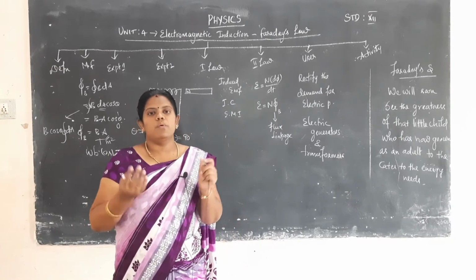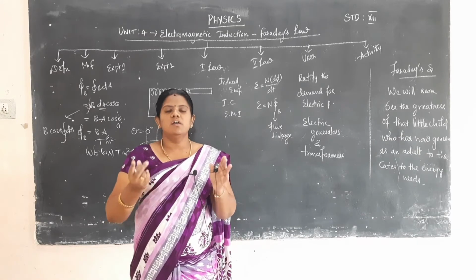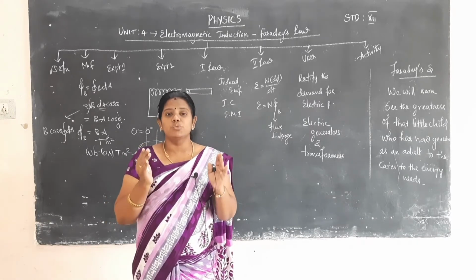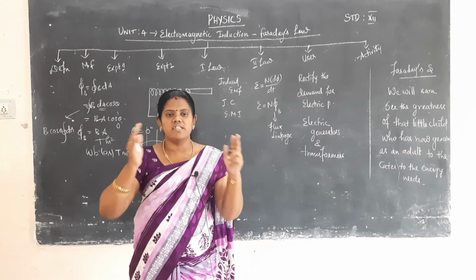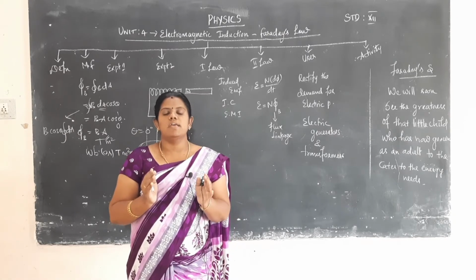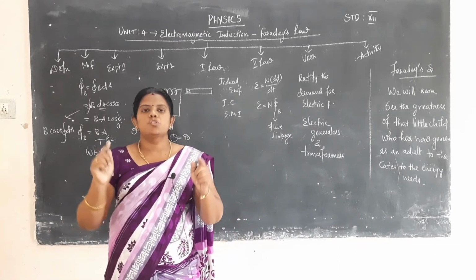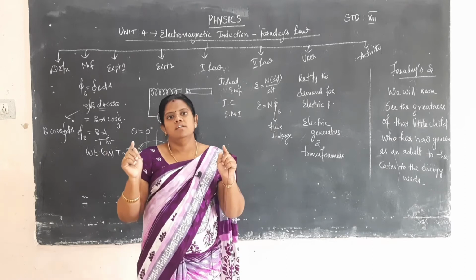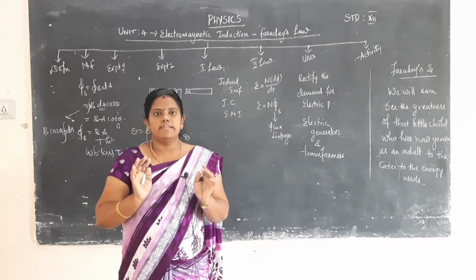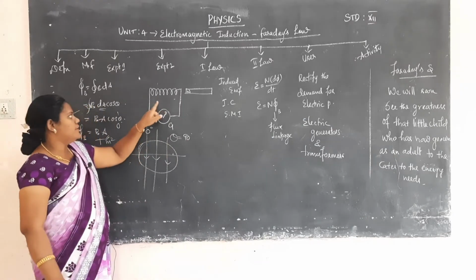Take one coil having a number of turns. The two ends of the coil are connected to the two terminals of a galvanometer. The galvanometer has two upper points, and these are connected to the two ends of the coil. Clear? This is the first setup. So this is the coil.